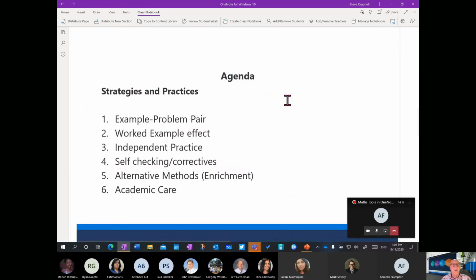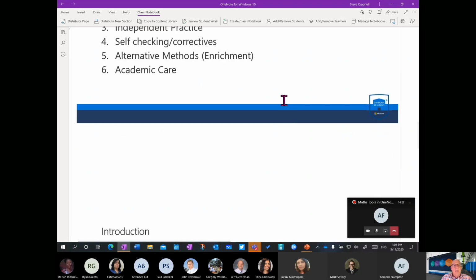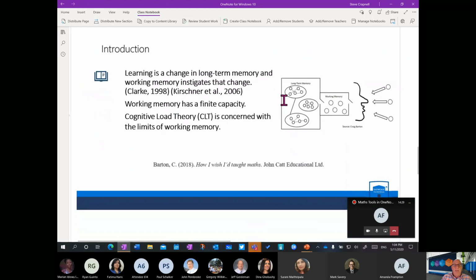So the agenda for today is going to look at 5 examples, and then I'm going to cap it off with academic care at the end and just point out how the 5 strategies do speak to academic care of our students.